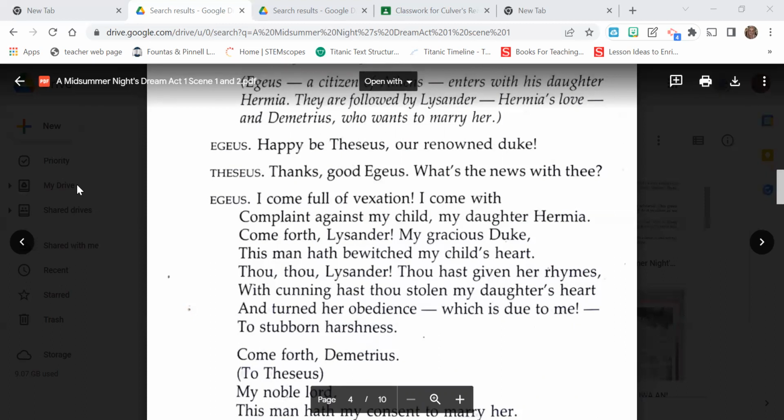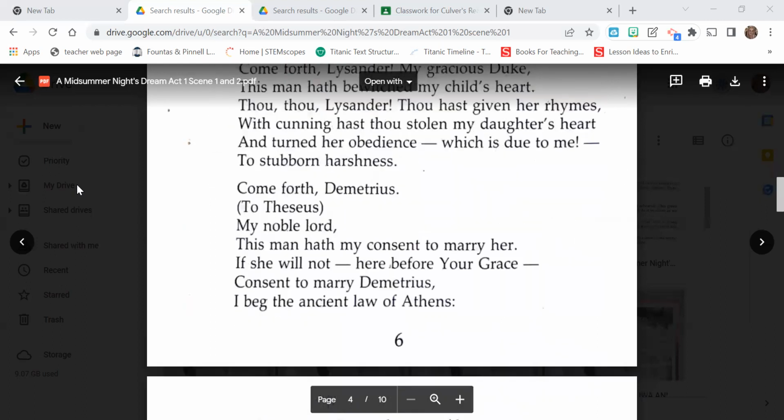She is in love with Lysander and telling me that she is not going to marry Demetrius. Come forth, Demetrius. And then he's speaking to Theseus. My noble lord, this man has my consent to marry her. If she will not here before your grace consent to marry Demetrius, I beg the ancient law of Athens. So now this is where her own dad is saying, I want her to marry Demetrius, and if she doesn't marry Demetrius, then she can either choose to die or become a nun.